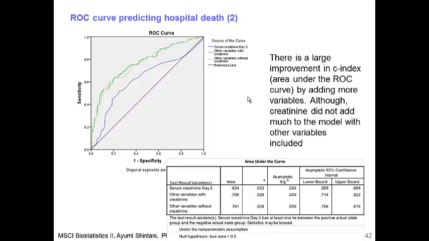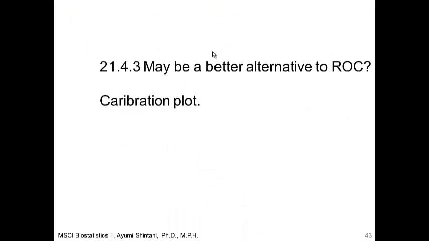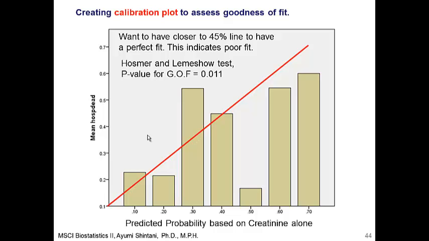Although, by looking at only ROC, it is actually very hard to make sense of what is happening. So there are many methods developed to improve over the ROC graph. And one of those graphs is calibration plots. This calibration plot is based on the model including only creatinine alone. And this graph is meant to show how good the predictability is, and where prediction is working and where prediction is not working.